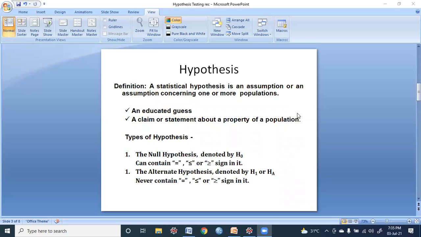Now, there are two types of hypothesis available. One is the null hypothesis denoted by H0. The next one is the alternate hypothesis denoted by H1 or HA. The rule is that the null hypothesis can contain operators like the assignment operator equal to, or the relational operators less than or equal to, or greater than or equal to. In the same way, the alternate hypothesis should not contain equal to, less than or equal to, or greater than or equal to sign in it.